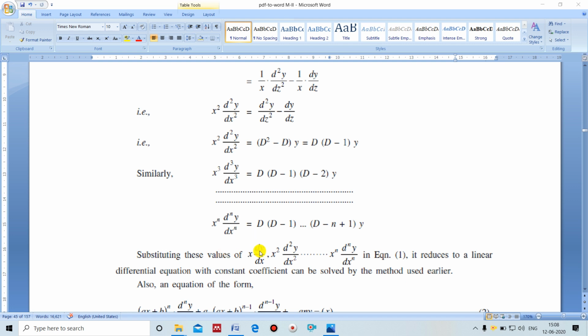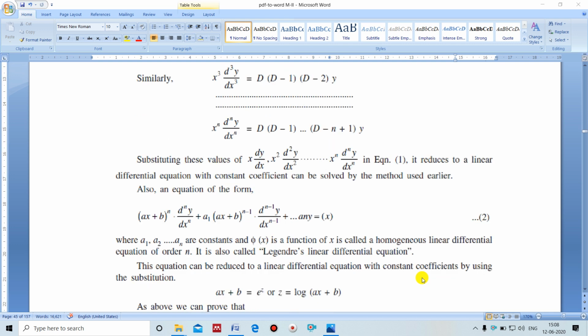So substitute x dy/dx, x² y double dash, x^n y^n in equation number 1. It reduces to a linear differential equation with constant coefficients. It can be solved by using the earlier method that was studied in the video.